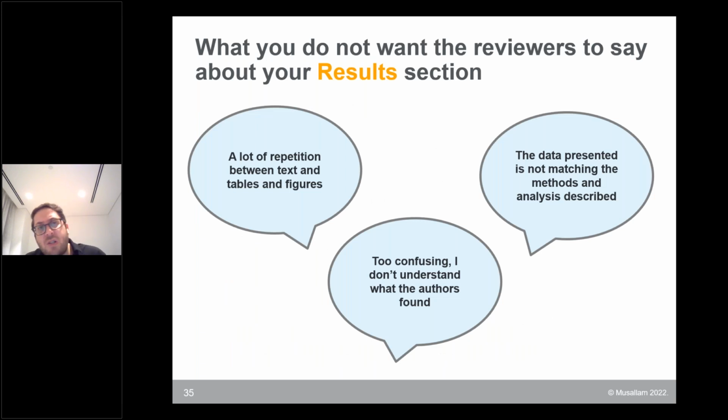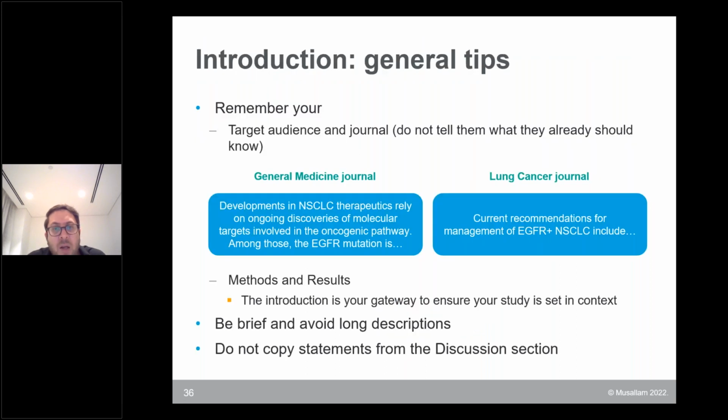So with your results section, again, what you don't want your reviewers to say is that there is a lot of repetition between text, tables, and figures. As I said, this is the most important thing. Too confusing. There are so many back and forth in the results. Always try to keep a structure, and that the data presented is not matching the methods. How did they? I just saw this number. They didn't even tell me that they did this ROC analysis, for example.